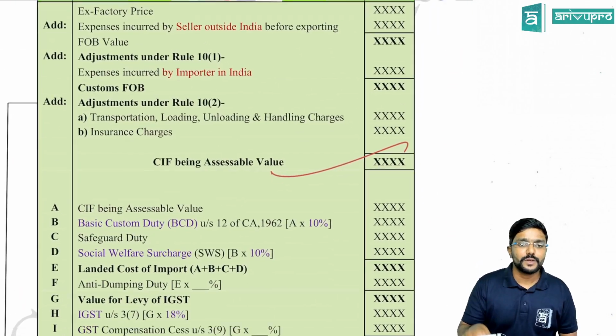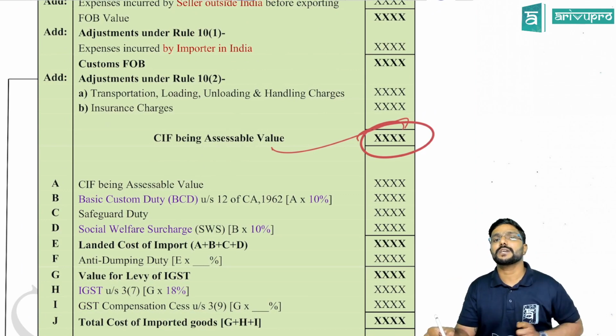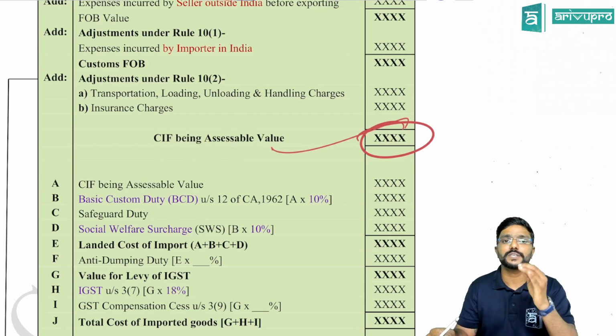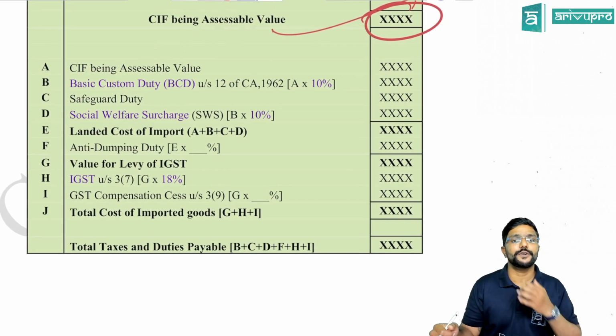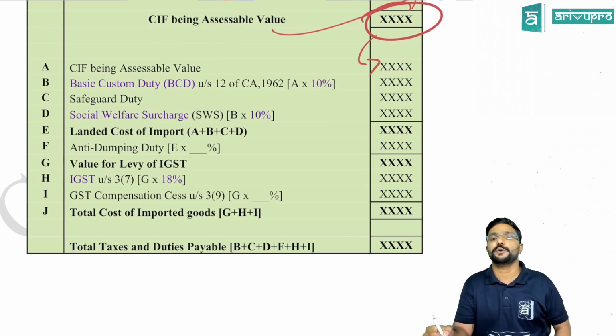Then coming back, once we do all this, we get the assessable value or transaction value, or we call it as CIF for the import purpose. This is the value on which import duties would be levied. So the second part is calculation of duties. Whatever we have got here, we will take it as a starting point for duty calculation.